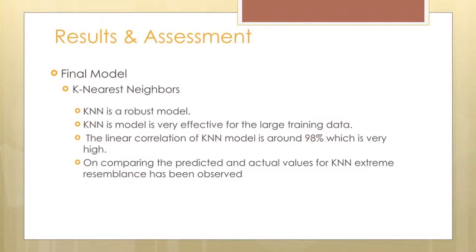So moving to the section where we'll be doing the final selection of the model, my recommendation for the final selection of the model would be the KNN nearest neighbor, and the reason is that KNN is a robust model. It is very effective for large data sets, and in our case it has shown 98% of the linear correlation, and the values predicted by the KNN are very close to the original values which have been given to us.